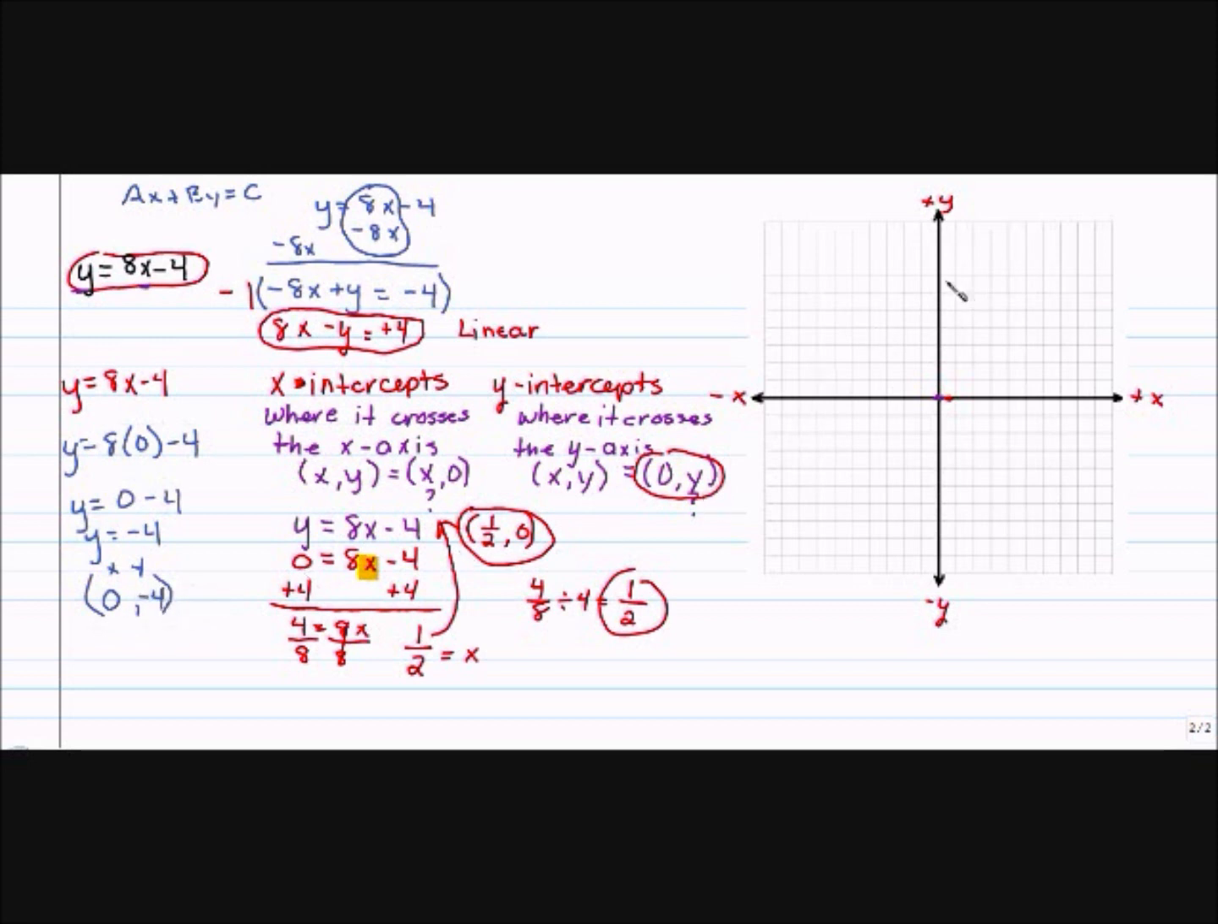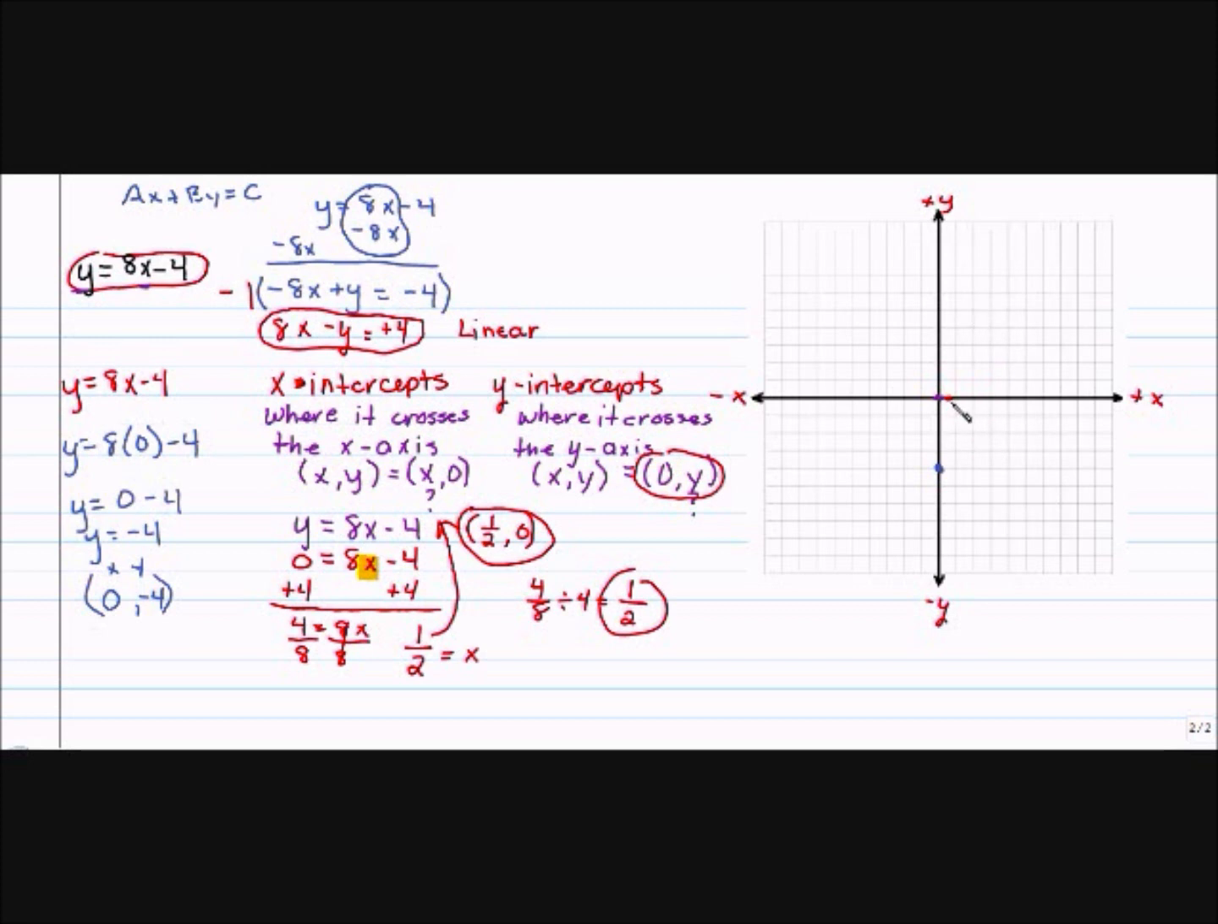So I go to my y-axis. I always start at the origin, 0, 0, and it's negative 4. So I'm going to go down 1, 2, 3, 4. And I have my 2 points. A lot of teachers like to find 3 points. I'm good with 2 points.